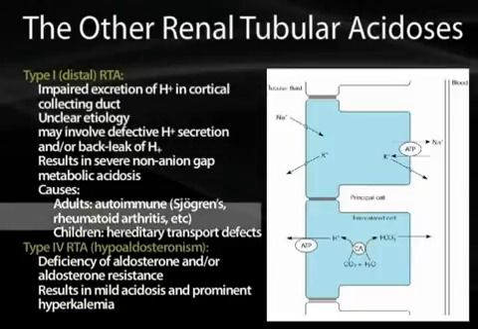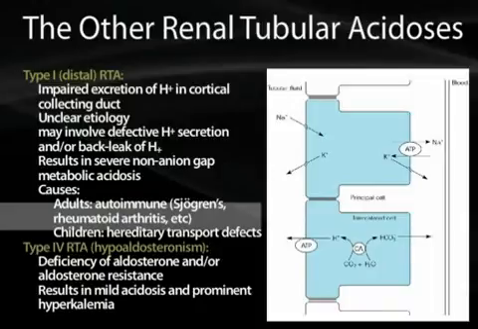In adults, one of the common causes of a distal RTA that is asked on the USMLE Step 1 exam is Sjogren's disease. Sjogren's disease is an autoimmune disease that is primarily manifested by dry mouth, dry eyes. One of the potential renal manifestations can be a distal renal tubular acidosis.